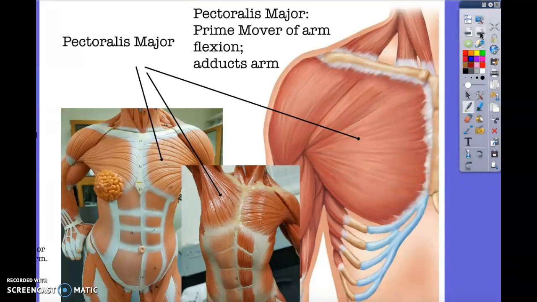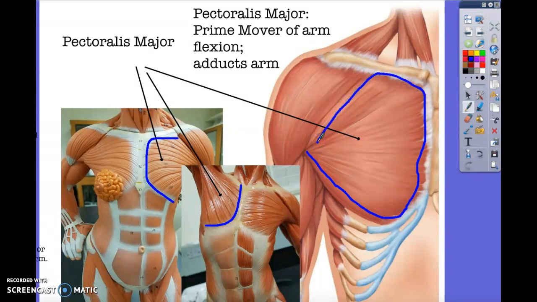It also adducts the arm, so put your arm down by your side and then move your arm out away from your body, okay? That's abduction, so we need to adduct, so adduction is bringing it back in. That's going to be your pectoralis major also. And we have it on our mini muscle man, our other muscle man, and on our PowerPoint diagram.